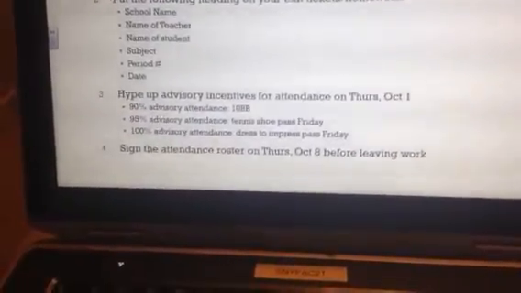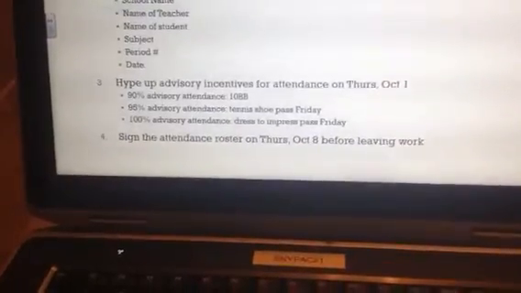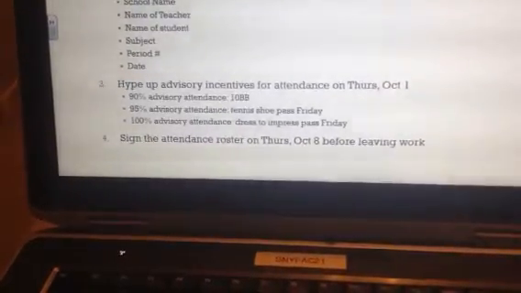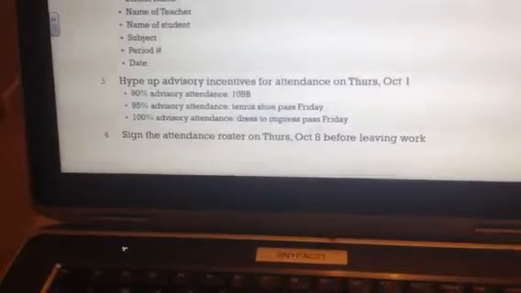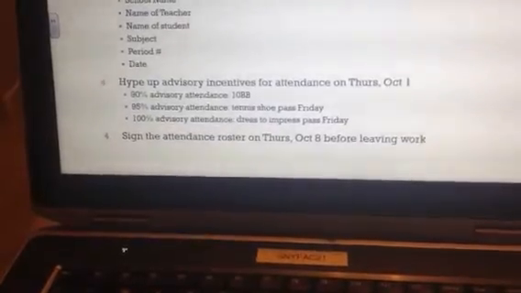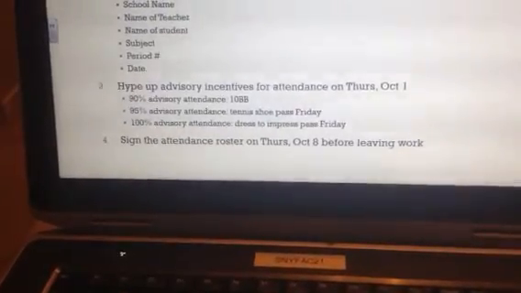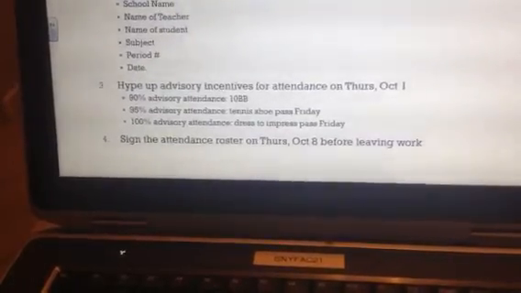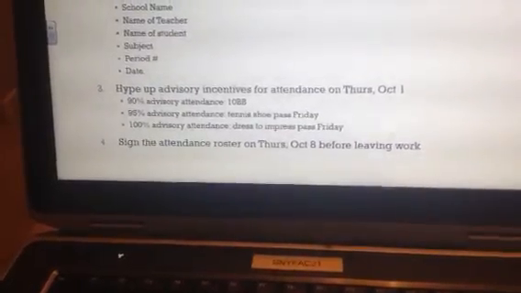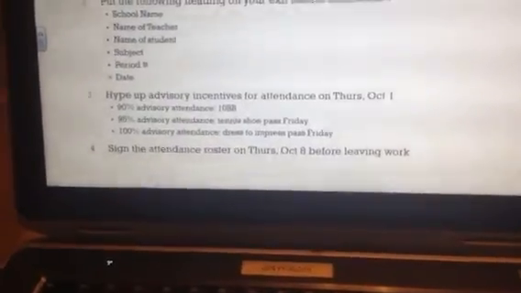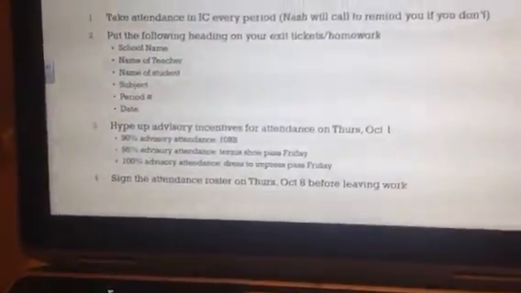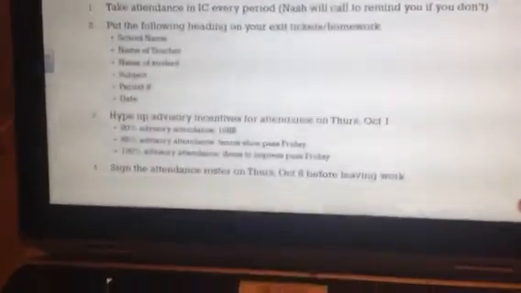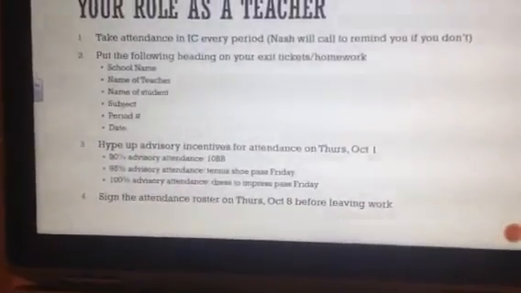And the last is that before you leave on October 8th, you should stop by Miss Nash and sign... Oh, it's not even going to be Miss Nash. Ugh. But it's going to be this really awesome new person, Miss Martinez. And you're going to sign the attendance roster on Thursday, October 8th, before you leave work. That just says that this is a legal document and that it is accurate and true. And that is October count.